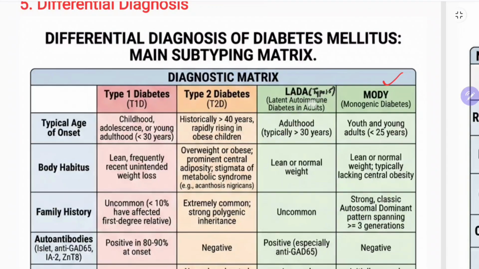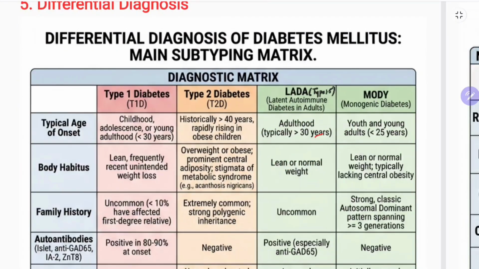To remember in an easy way, think of LADA as type 1 diabetes of adults, because usually type 1 diabetes occurs in young patients. Think of LADA as type 1 diabetes of adults and MODY as type 2 diabetes of the young. So this is an easy way of remembering these two. By this the picture becomes very clear. Now we will go into the details of these two.